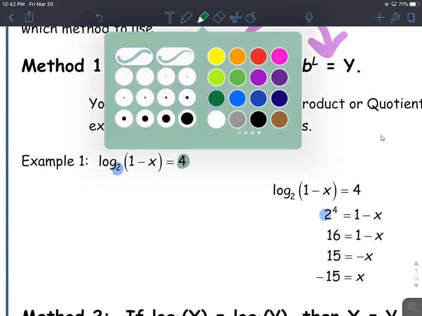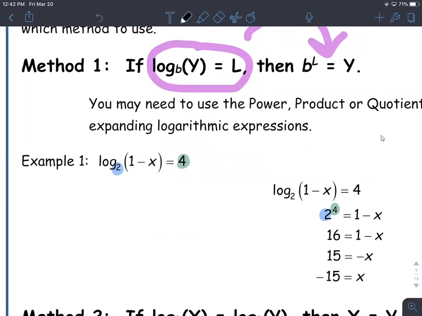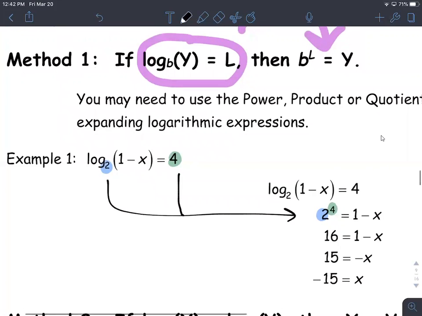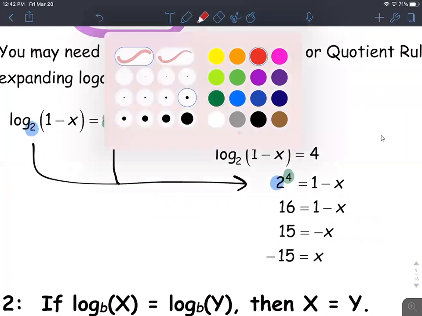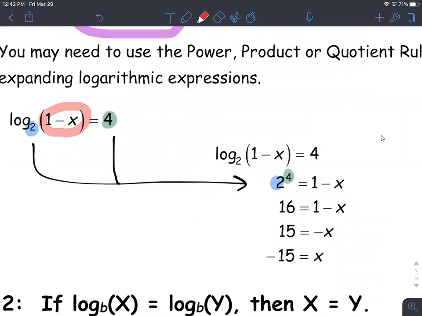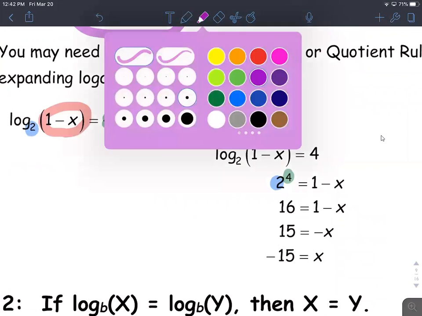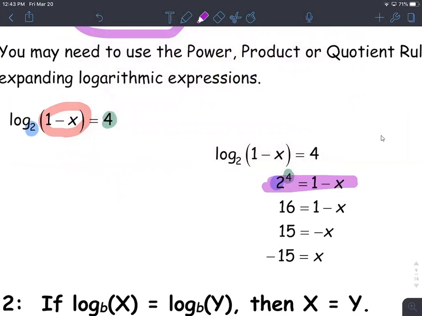Base of 2, exponent of 4. Again, what I just did here, y'all, is I took these two things, 2 and 4, and turned them into 2 to the 4th power. And then what that's equal to is the argument. So I dropped the argument 1 minus x down right over there. So nice, now we are here. What I'm about to highlight in purple, we're here. That 2 to the 4th is equal to 1 minus x.